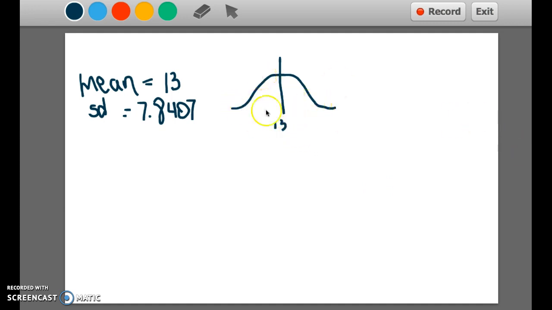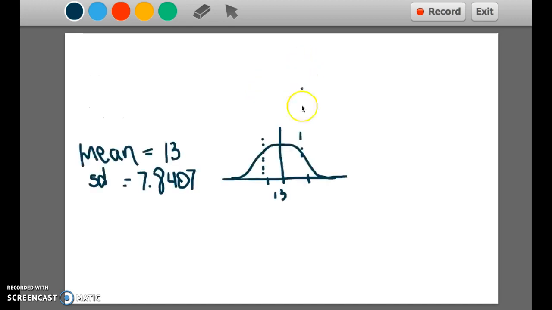So 13 is here. You're looking at ages between 11 and 17. Let me just draw this bottom axis here. You want to locate the area in between 11 and 17. Let me put the numbers up here because it might get confusing down there. So what we need to do first is find some z-values. I'm going to quickly write those out.